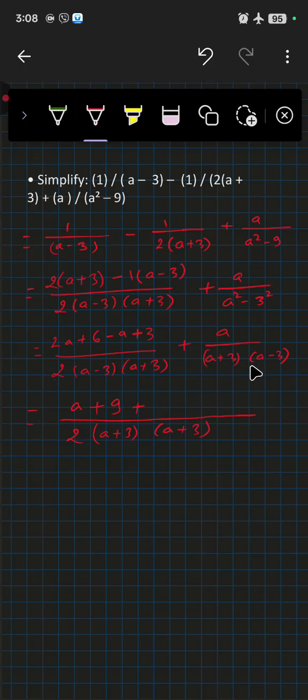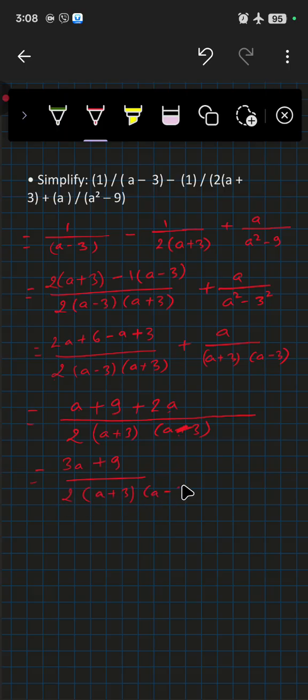Now these two and these two are matching. Will be removed, this minus. A plus b into a minus b. These two and these two will be reduced. 2 will multiply this a, will become 2a. So as a result, a plus 2a gives us 3a plus 9 whole over 2 multiplied by a plus 3 into a minus 3.